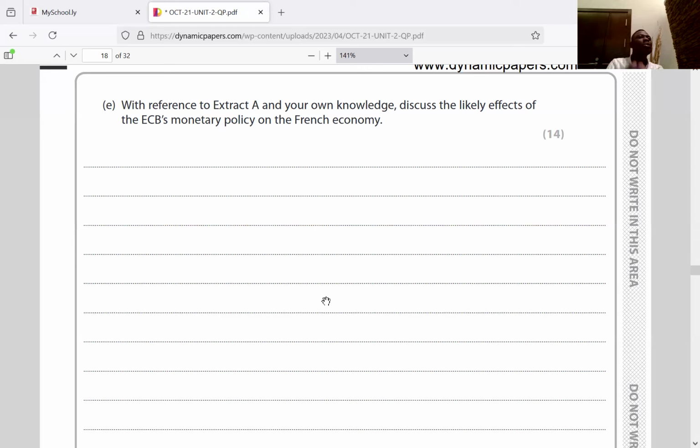So now we need to talk about quantitative easing. You don't only talk about interest rate, because the ECB used interest rate and quantitative easing. So for quantitative easing, I wrote: quantitative easing will allow the ECB to give money to commercial banks in exchange for their financial assets. This will in turn increase money supply within the economy.